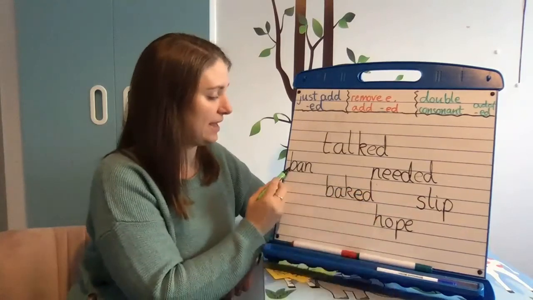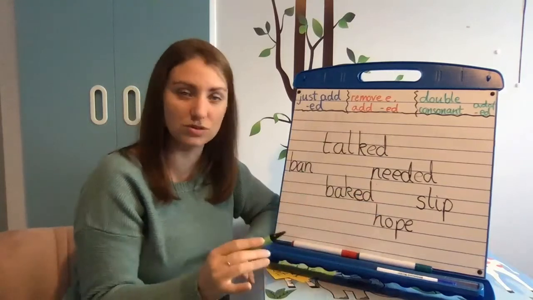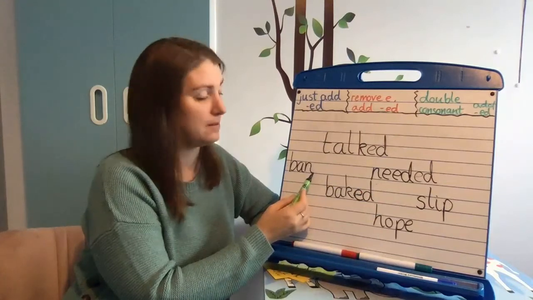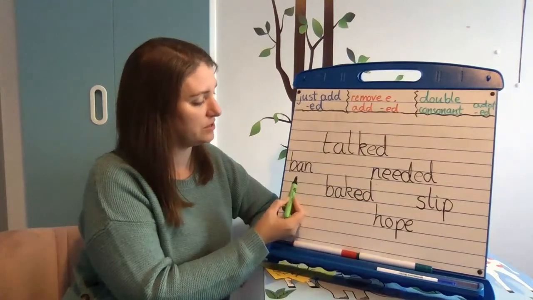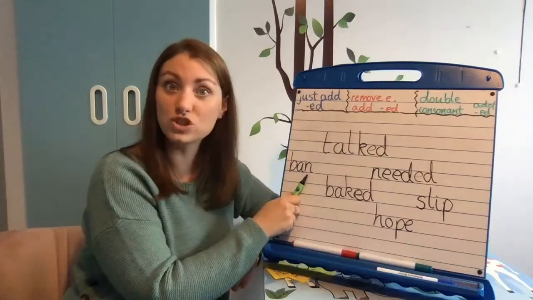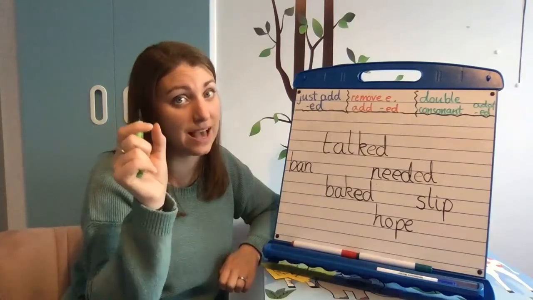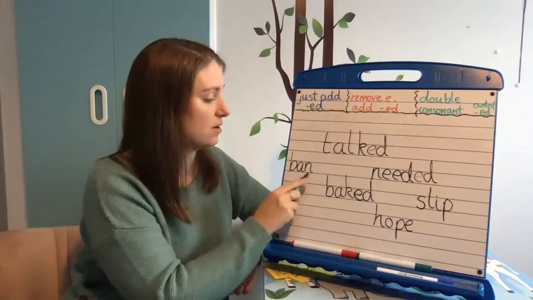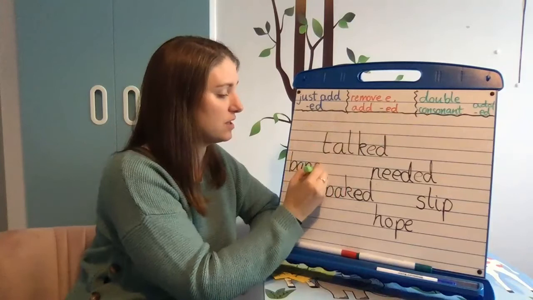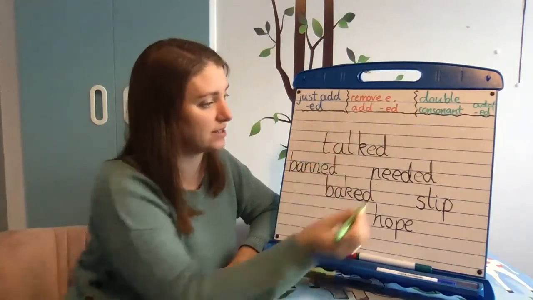Lovely. What about here? Ban. If you ban something, then it's not allowed. There's no E on the end to take away. Do I double the consonant? Yes, that's a short vowel sound, and just one consonant. So we've always got to look for two things there, don't we? Short vowel sound and one consonant. So I'm going to double the consonant and add ed.